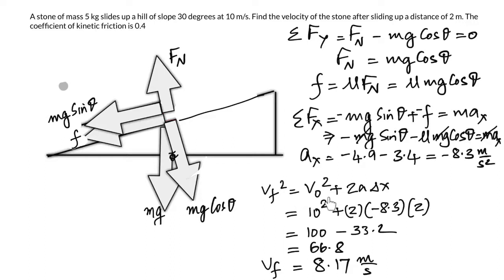Once you get the acceleration, use the kinematics equation. Vf squared is v naught squared plus 2a delta x. V naught is 10 meter per second because you're giving it an initial velocity of 10 meter per second. That's another change. And then 2 times a times x. Do the calculation, you get 66.8, but you got to take the square root and you get 8.17 meter per second. And I hope that's clear.